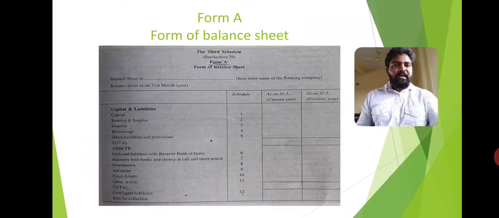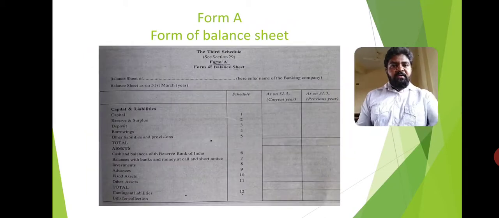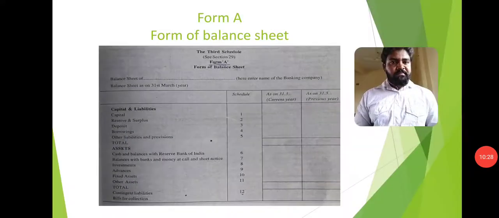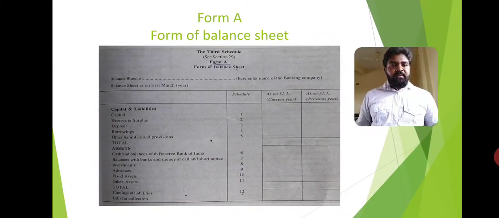and balance sheet. Here in the balance sheet, among these 16 schedules, we are going to consider 12 schedules, and schedules number 13 to 16 we are going to consider while preparing a profit and loss account. Okay. Now let us come to the discussion of the format of the balance sheet, that is Form A. So this is the format of the balance sheet, Form A.